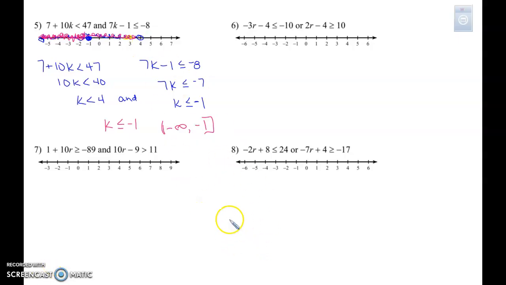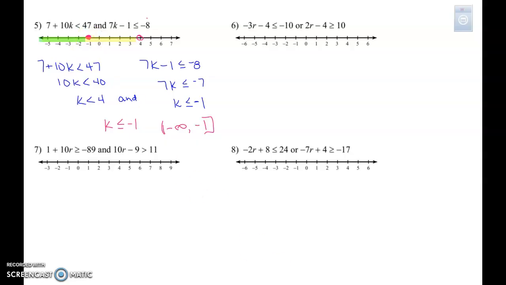All right, let me try and highlight those instead of using this color so you can actually see it a little bit more. So at -1, you'd have a closed circle. At 4, you're going to have an open circle. Okay, and for the -4, you're going to have this direction. Okay, and then for the -1, you're also going to have this direction.